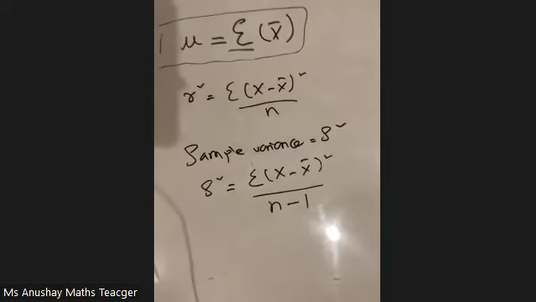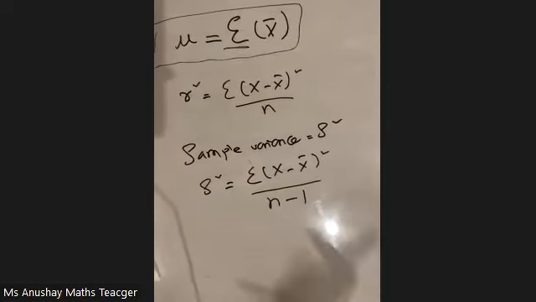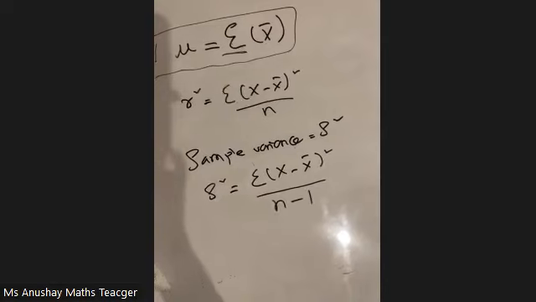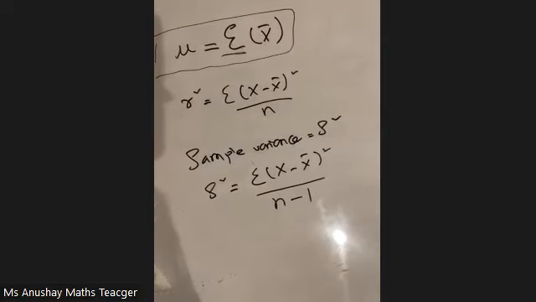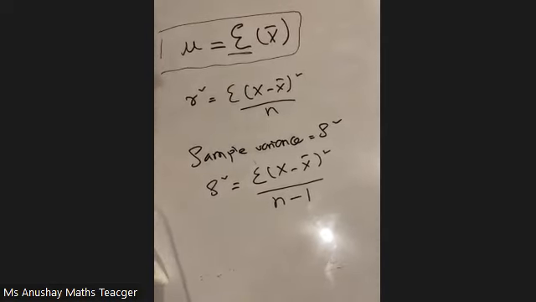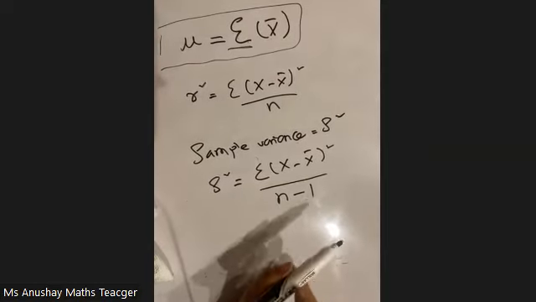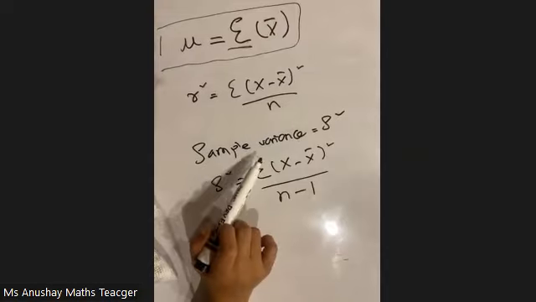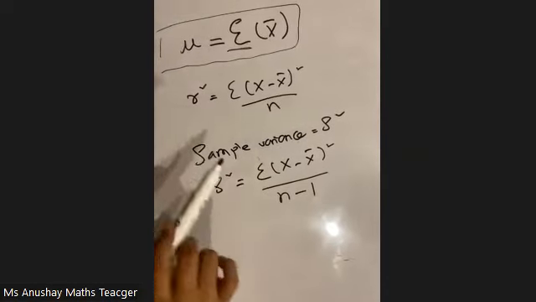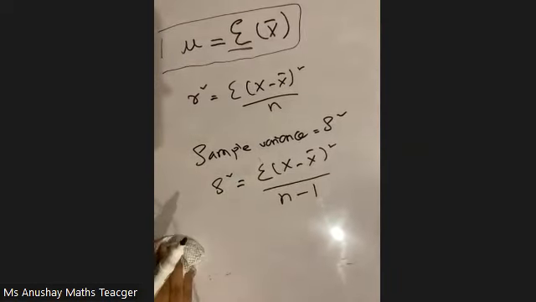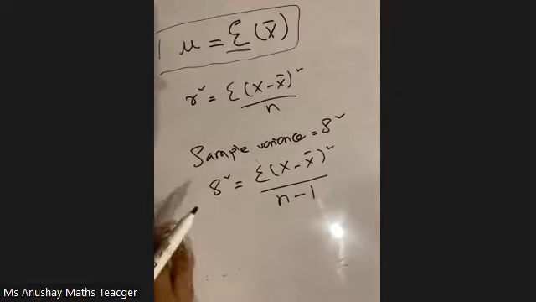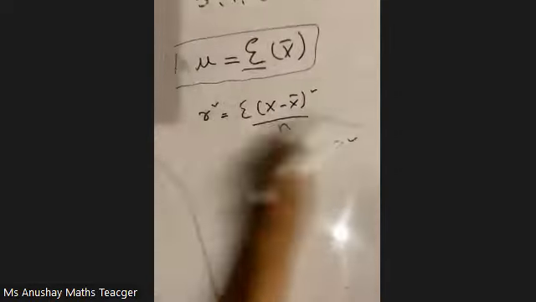You understand? Are you clear on the formulas? It's just the same thing, and for the sample it is just n minus 1. So when you're reading the question, you need to be very careful whether they're giving you the variance of the population or the sample. The question will be very clear on that.